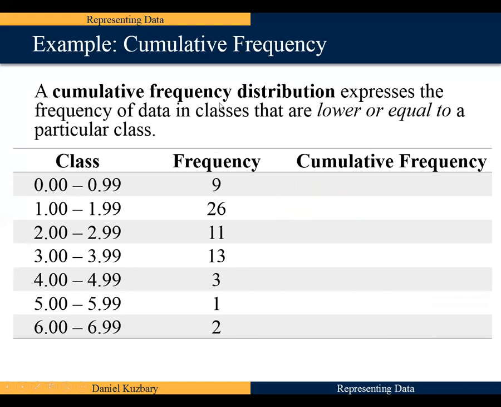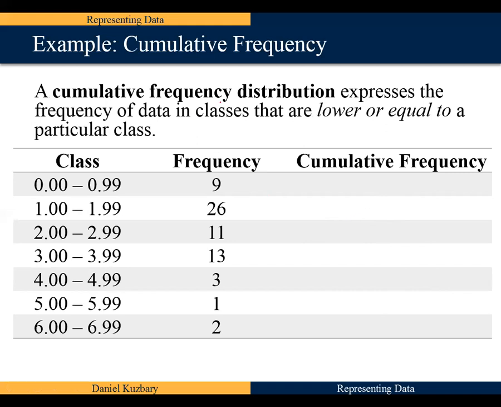It's called a cumulative frequency distribution. And what it does is it expresses the frequency of data in classes that are lower or equal to that particular class. It's a really kind of frustrating definition, but what it means is with cumulative frequency, it counts not only the frequency of that class, but also how much we've accumulated, all the way up to that class. So the idea in cumulative frequency will be as we go on to bigger and bigger numbers, bigger and bigger classes, our frequency is just going to grow and grow because we're just going to keep accumulating the old frequencies.